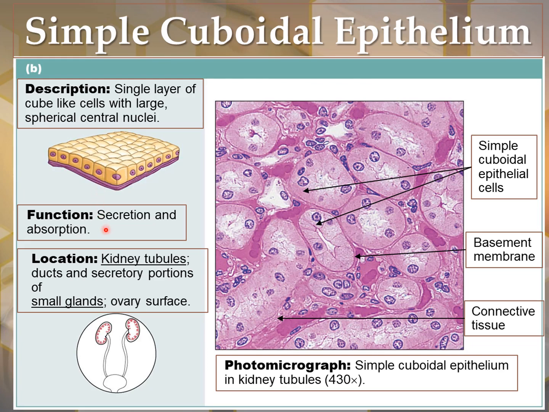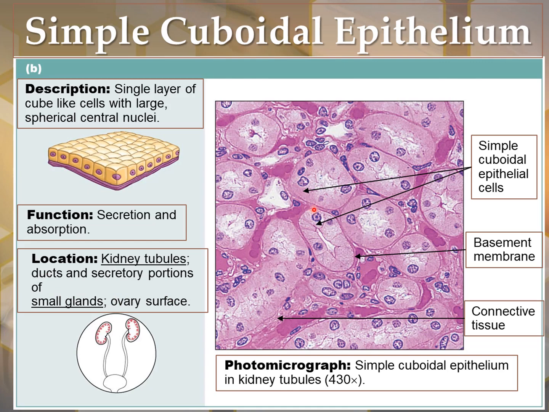Okay, so we find this in the kidneys, so in the kidney tubules. Okay, so there's going to be a lot of absorbing and secreting in the kidney tubules, and we'll talk a lot more about that when we get to the urinary system. We find it in ducts, okay, in small glands, and in the ovaries as well.